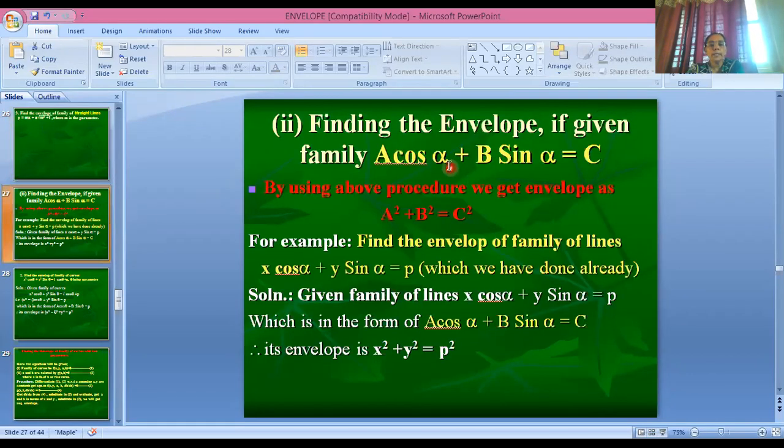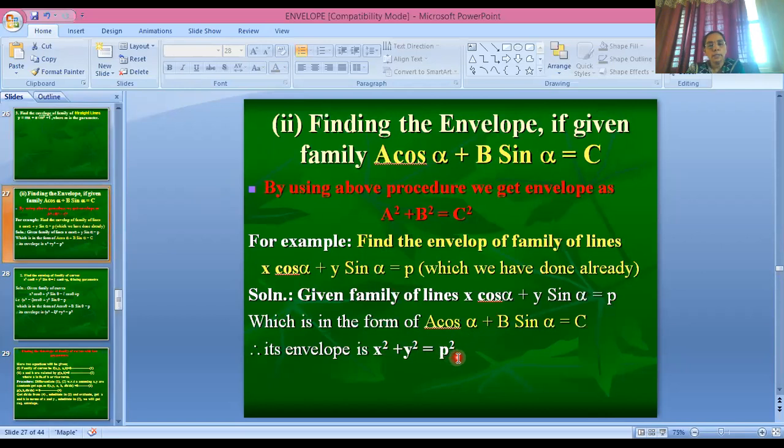Then the second type: if a cos α + b sin α = c is the given curve, then directly you can get its envelope as a² + b² = c². We already solved this example. So by using this, what is the envelope? a is the coefficient of cos α, b is the coefficient of sin α and c is this constant. So you get x² + y² = b².